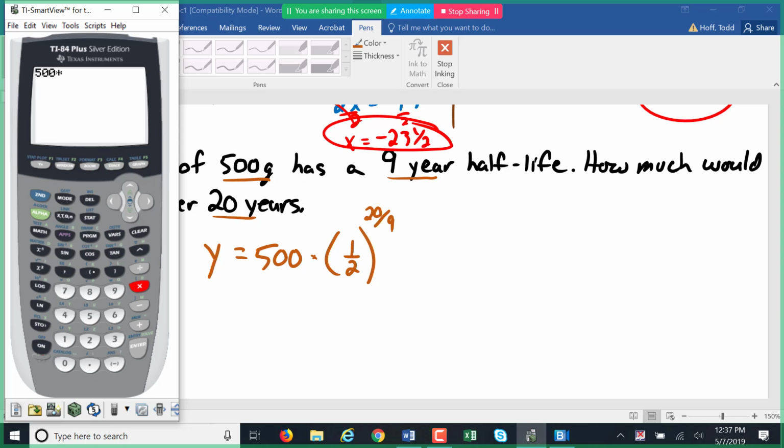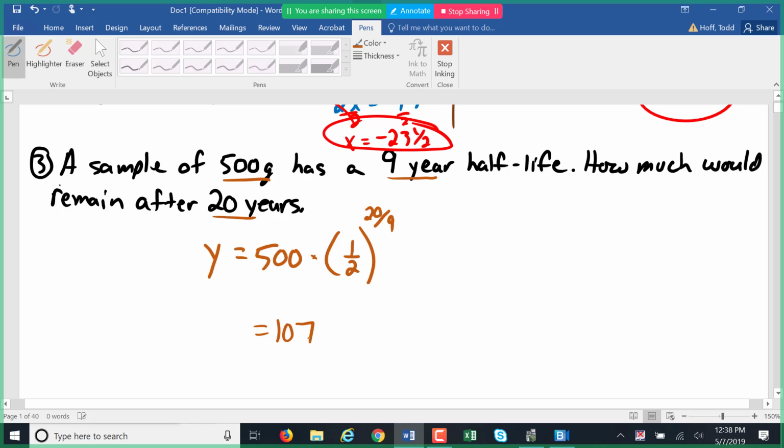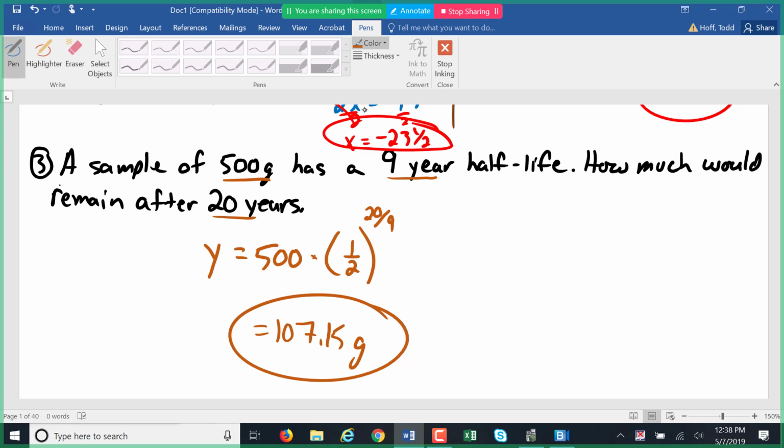500 times 1/2 to the power of. It's safest to put that power in parentheses since we have to do an operation in it. 20 divided by 9 and close that parentheses. We get 107.15. And that'll be grams of material left after 20 years. Any questions on any of those? Any questions off the homework from yesterday?